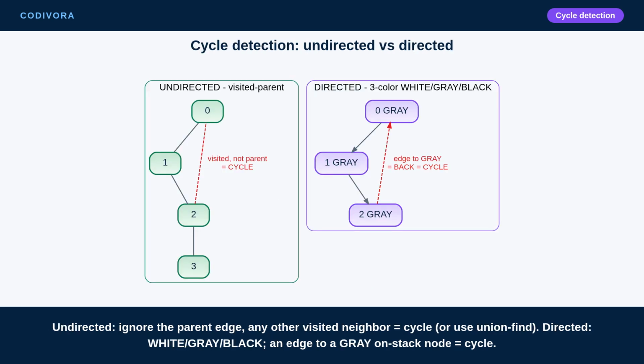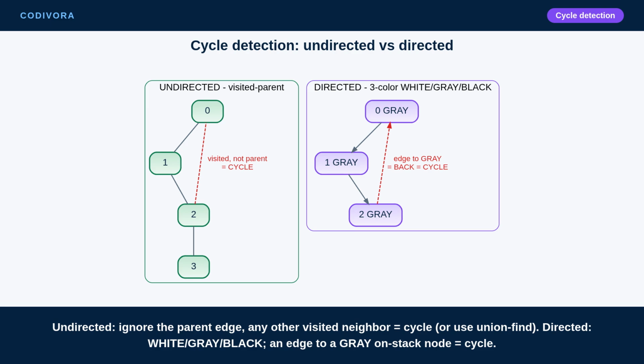Detecting a cycle depends on the graph type. In an undirected graph, every edge walks both ways, so the edge you just arrived on always looks like it points back. So you ignore that one immediate parent and any other visited neighbor means a real cycle. Union find gives the same answer as edges stream in.